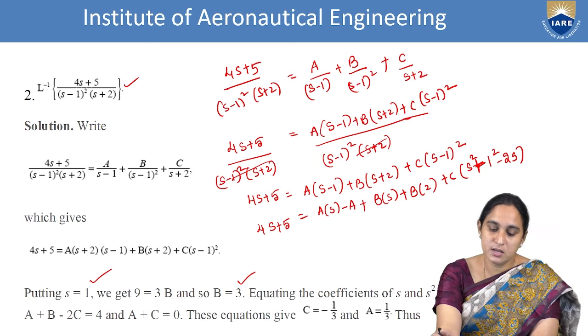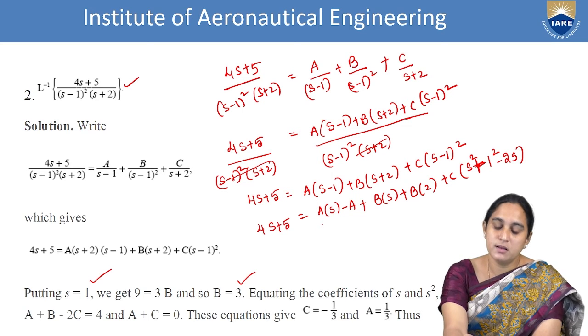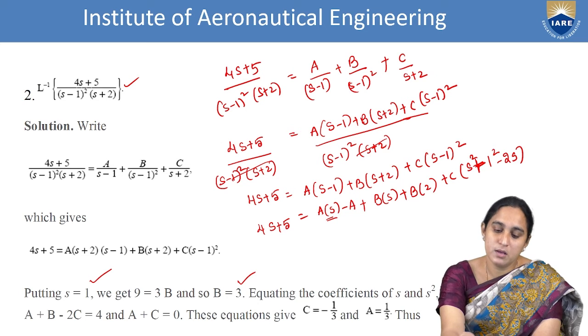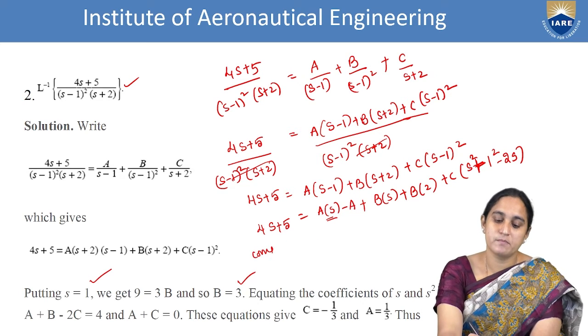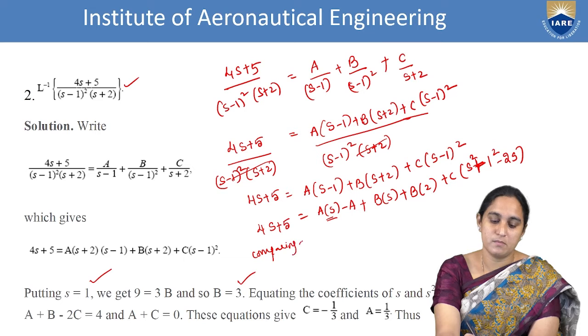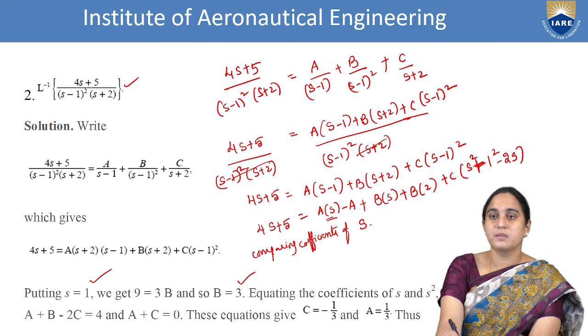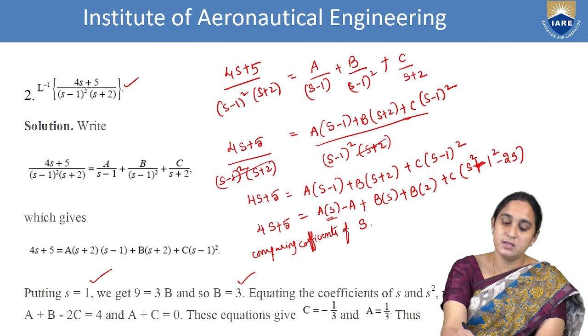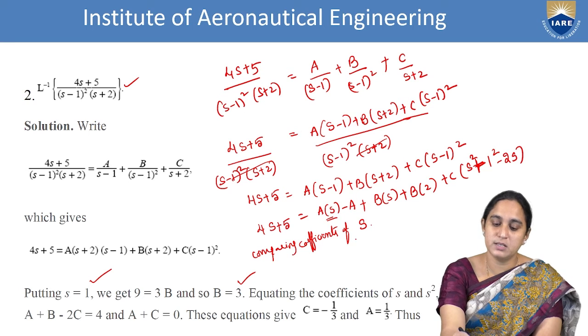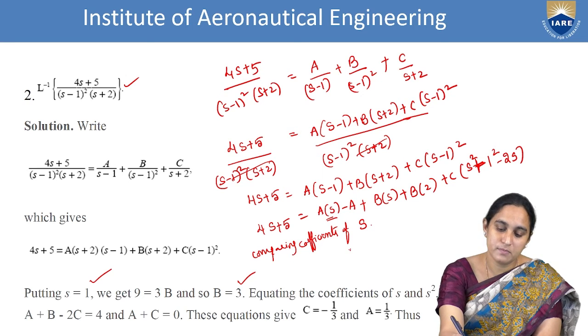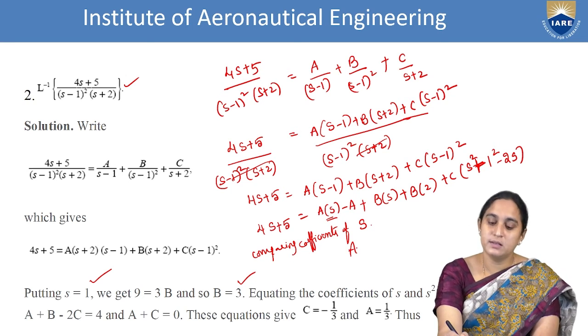Once you observe here, if you are comparing the s coefficients on both sides in the above equation, what is the coefficient of s? A. Okay, here comparing coefficients of s in the above equation, that is A, and the next one B of s. s coefficient is what? B.